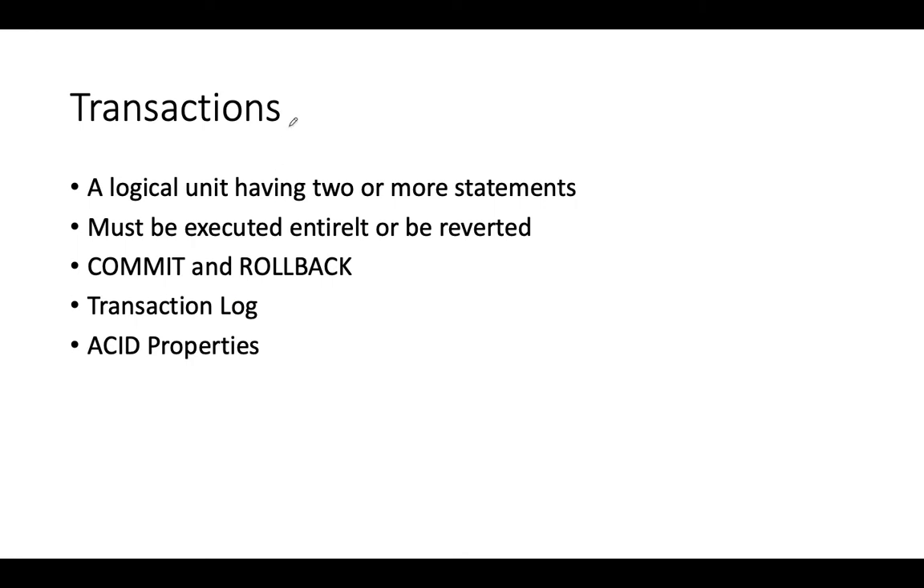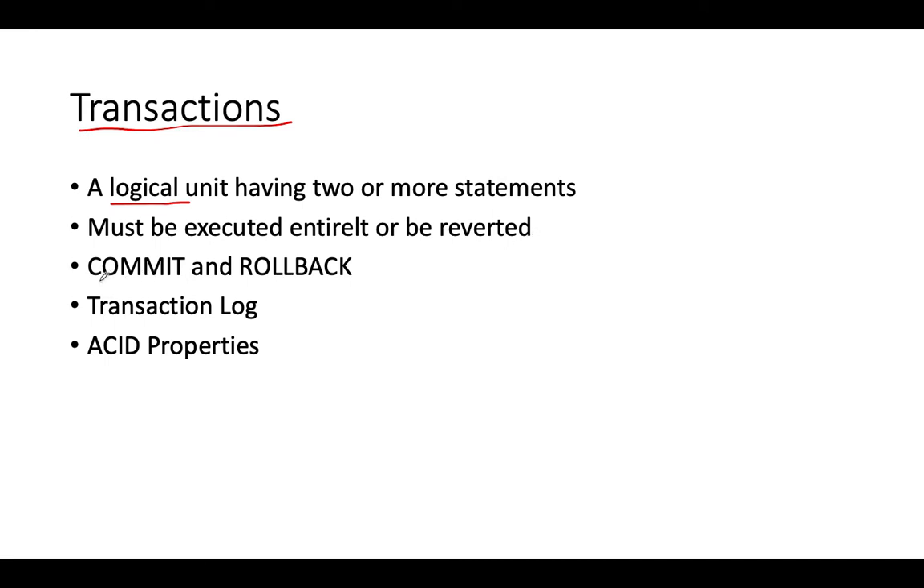In the previous lecture, we studied database transactions. A transaction is a logical unit having two or more statements. If we have some statements that could be used to perform an operation in a database, then those statements can be combined in a logical unit, and that unit is called a transaction. The most important thing about a transaction is that it must be executed completely, or it must not be executed at all. Simply, if there are 5 statements, then either all 5 statements in a transaction must be executed, or none of them must be executed.